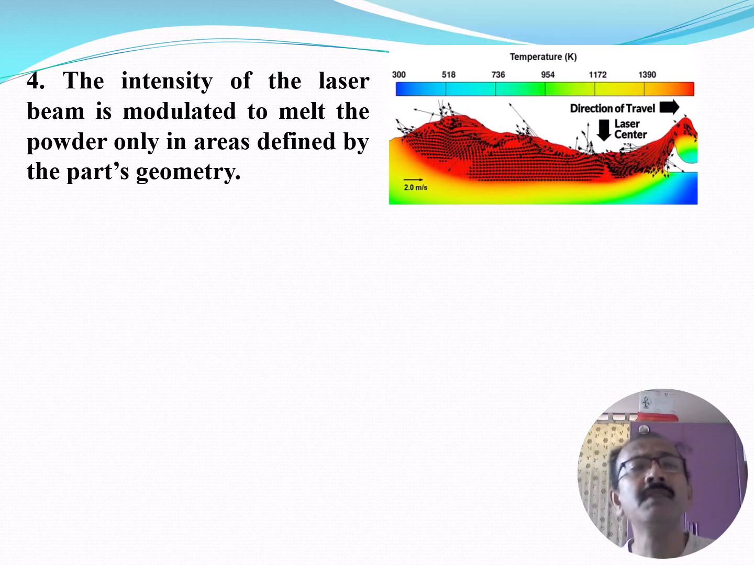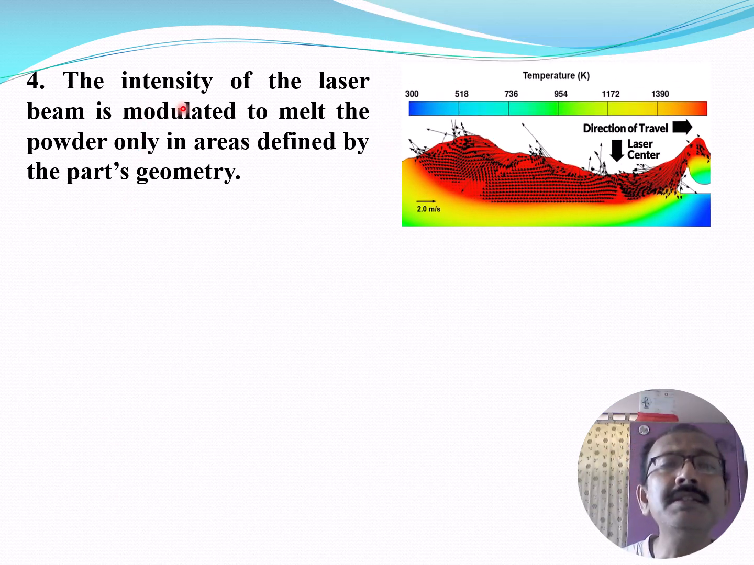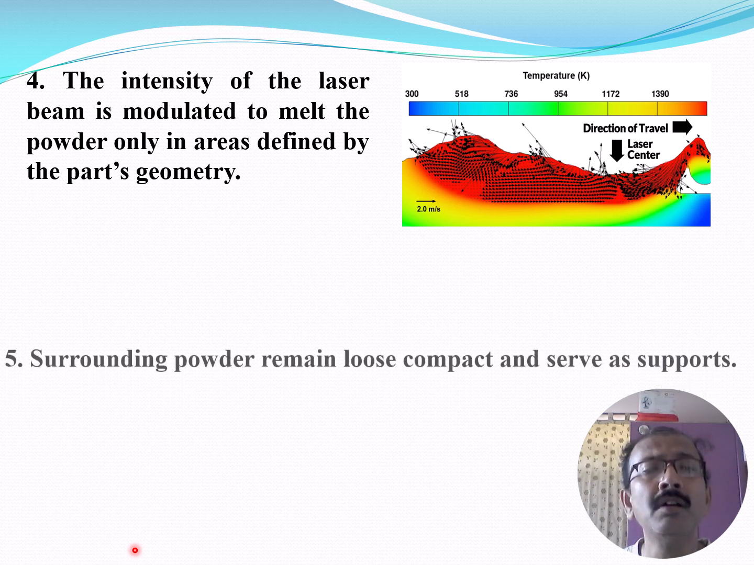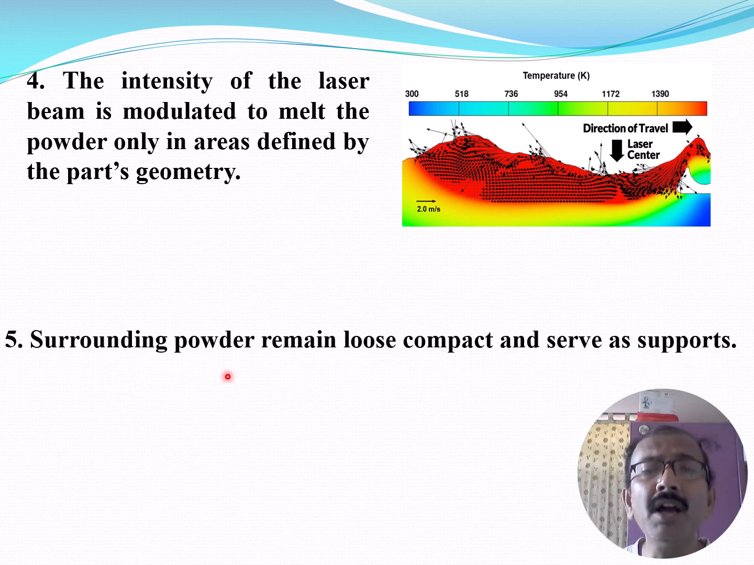Number four, the intensity of the laser beam is modulated to melt the powder only in the area defined by the part's geometry. So only that particular region will melt. The surrounding powder remains loose and compact, and serves as support. So there will be no effect from the surrounding powder, and it will act as a support.